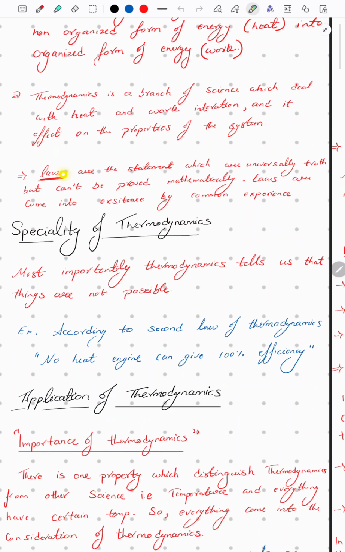Okay, laws are statements which are universally true but can't be proved mathematically. Laws came into existence by common experience, or we can say experimenting. Okay, laws are statements which are universally true. You cannot deny that, or negate a law. Okay, a law is a universally true statement.